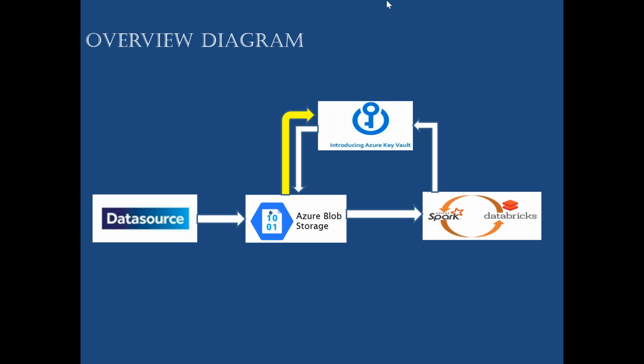Maybe that arrow I have not shown. So that arrow should be something like this. You can read data into Databricks. You can write data back to the blob storage from the Databricks. Got it? You can read the data into Databricks. From Databricks, you can also write data back to blob storage. Got it?